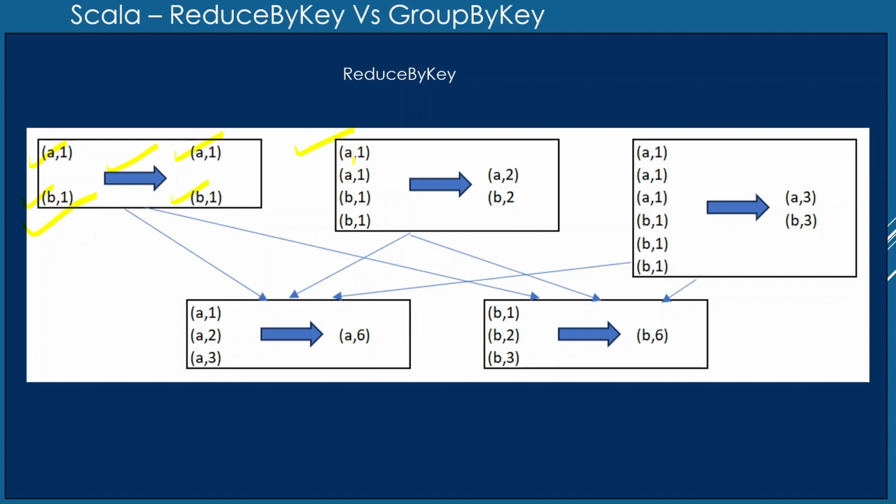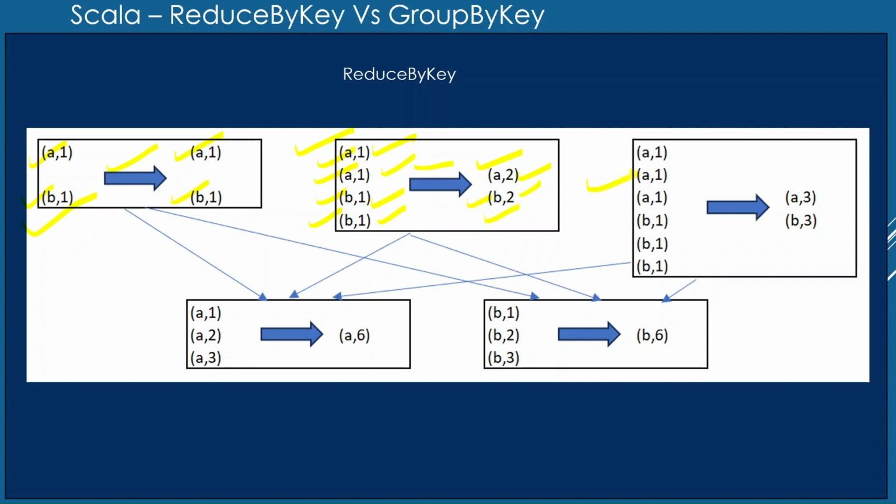This is the second partition. So two values of A and two values of B are present. When it reduces, it becomes one for A and one for B. And what is the value? Suppose here we are doing the sum aggregation, right? So the value is 2, because 1 and 1 is 2. For B, the value is 1 for both records, that's why the value is 2 only.